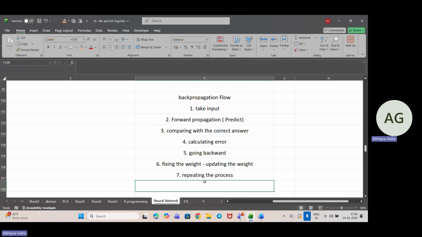Okay, this is all about the back propagation. Back propagation is learning from mistakes. Error is target minus prediction. New weight equals old weight plus error times learning rate. Okay, so this is all about the learning, the back propagation going ahead.